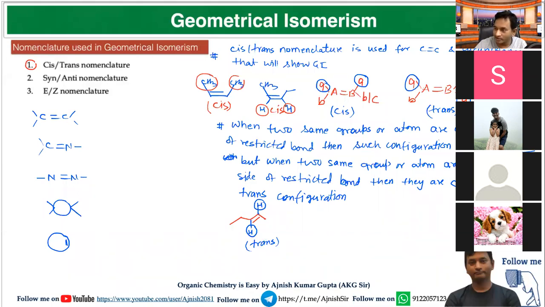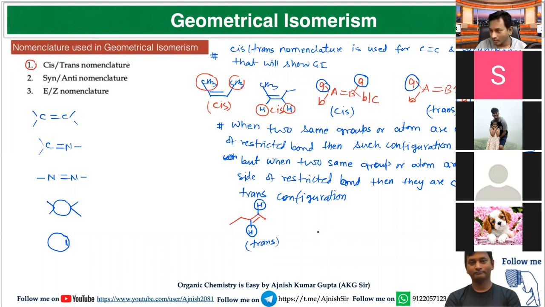These molecules are the same. Look over this: CH3 double bond ethyl. Here again CH3 carbon carbon double bond ethyl. But in this case, two hydrogens are on the same side, so this is called cis configuration. But here two hydrogens are on the opposite side, so it is called trans configuration. Is it clear to everyone?